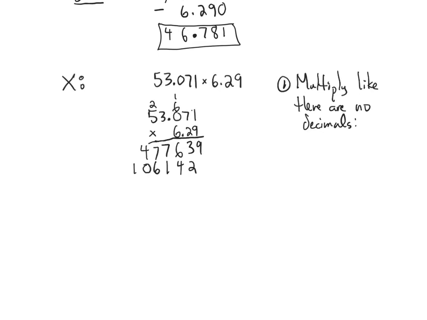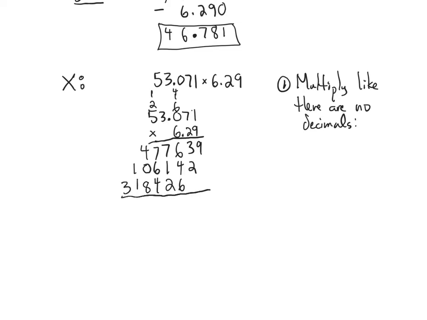All right, we'll go to the next place. 6 times 1 is 6. 6 times 7 is 42. Carry your 4. 6 times 0 is 0 plus 4 is 4. 6 times 3 is 18. Carry your 1. 6 times 5 is 30 plus 1 is 31.